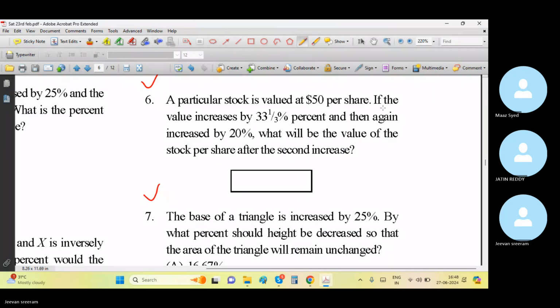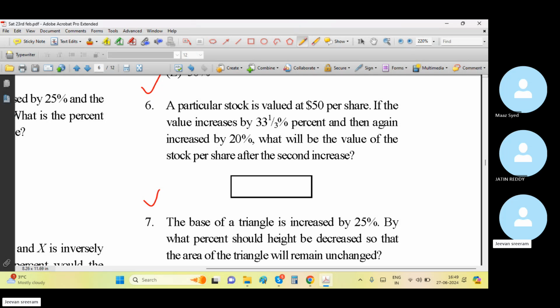A particular stock is valued at $50 per share. If the value increases by 33.33% and then again increases by 20%, what will be the value of the stock per share after the second increase? Okay, we have a direct formula, but even if you follow a conventional method, it doesn't take much time if you have practice.